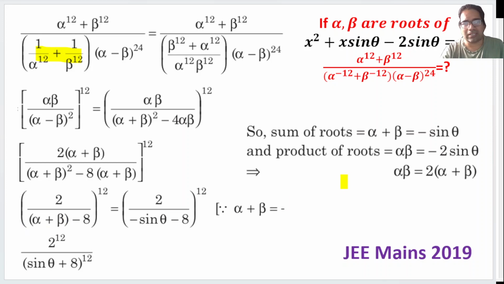But what is alpha plus beta? Alpha plus beta is minus sine theta. So we get 2 by minus sine theta minus 8 whole power 12. We can take minus 1 common. Minus 1 power 12 is anyway 1, so we can change this negative sign to positive. So this becomes 2 power 12 by sine theta plus 8 whole power 12. Now we are able to express everything in terms of theta.